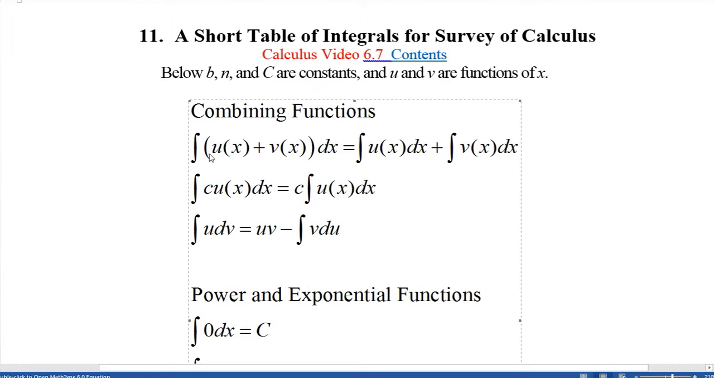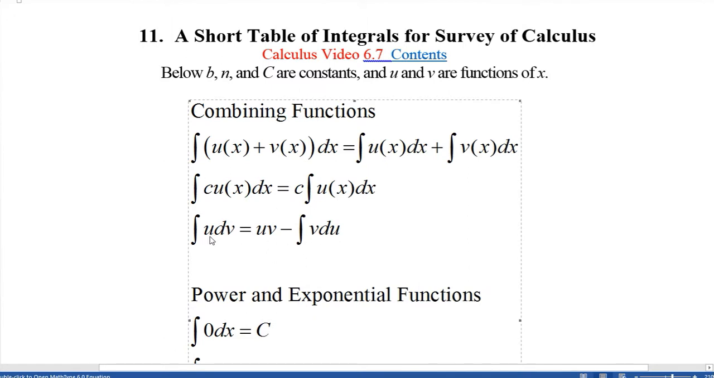The antiderivative of u of x plus v of x dx is the antiderivative of u of x plus the antiderivative of v of x. So the integral of the sum is the sum of the integrals. The antiderivative of c times u of x dx is c times the antiderivative of u of x dx. So if this c is a constant, as long as it's a factor here, if you can factor the c out and get it out here where it's c times something, then you can bring it in and out of that integral sign at will. And we've seen how that's very useful for us in working out what du is sometimes for substitutions.